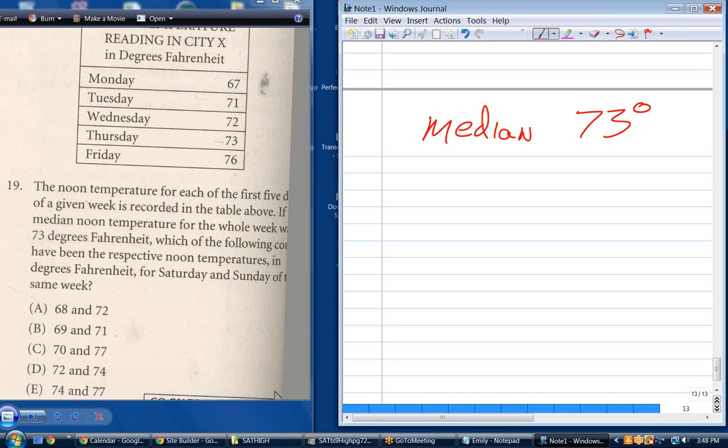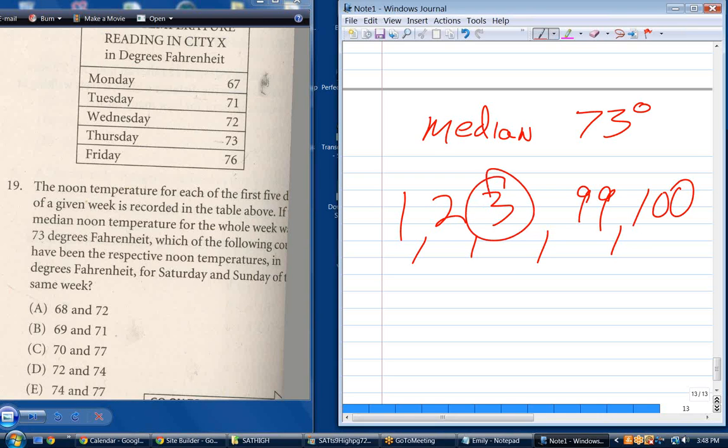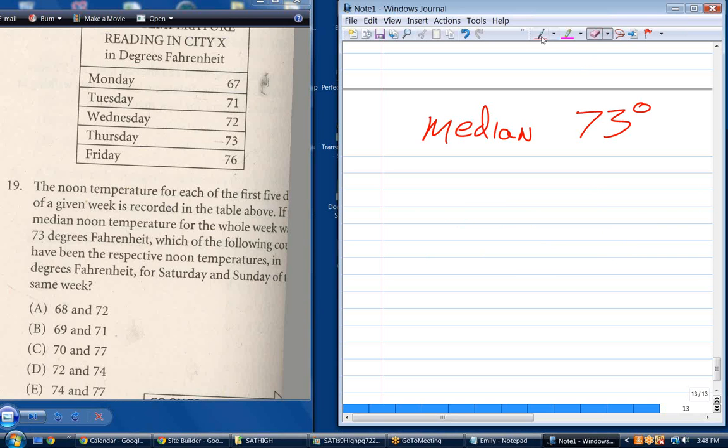Mean is average, median is middle. If I had this series of numbers, the mean is way bigger than 3, but the median is 3. Oh, so it wouldn't matter what the next two numbers are. Well, yes it does. The 73 has to be the median. So we've got a Saturday and a Sunday temperature, and 73 has to be the middle of all 7 numbers. That makes no sense to me.